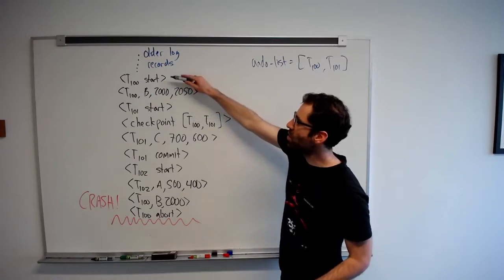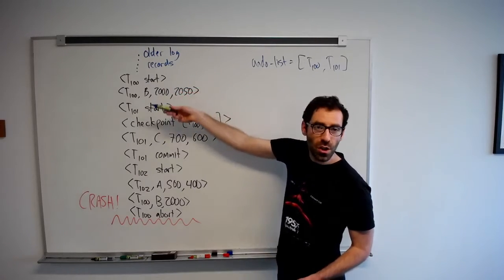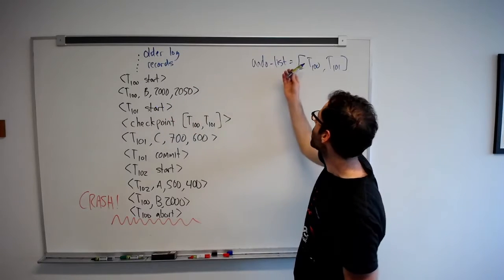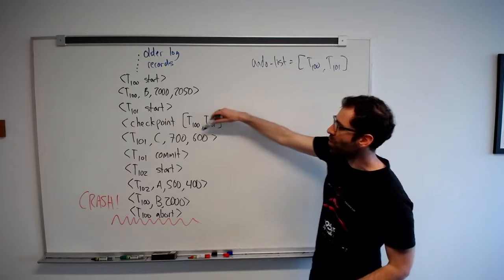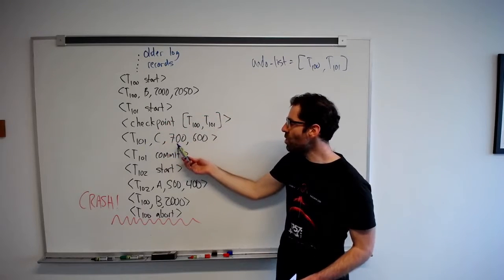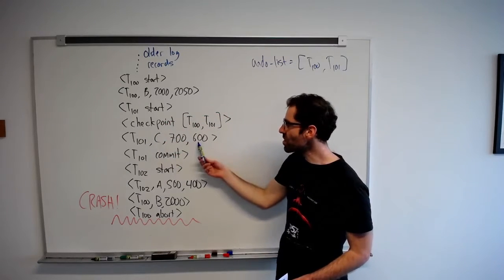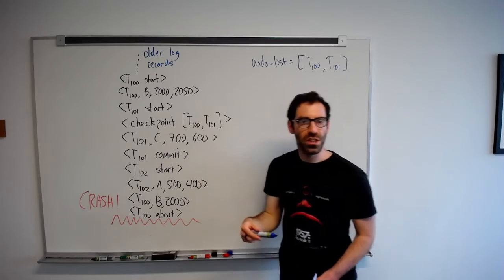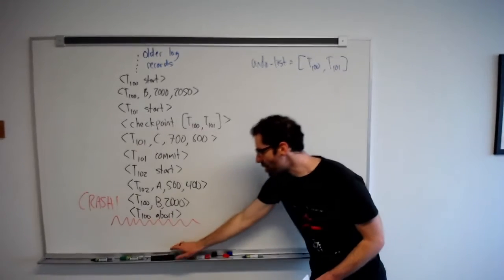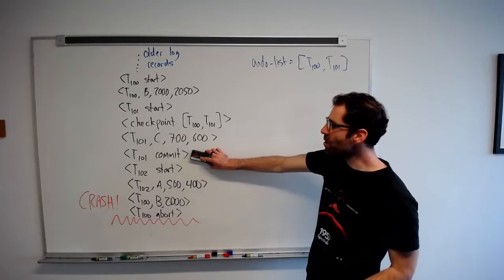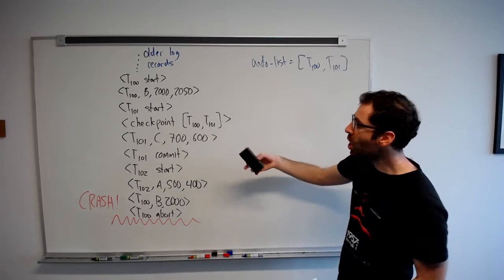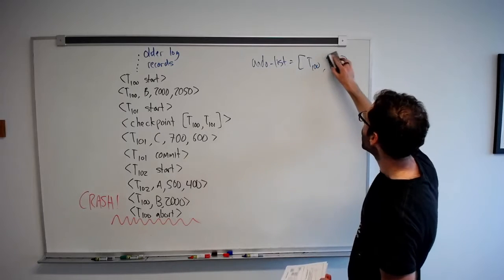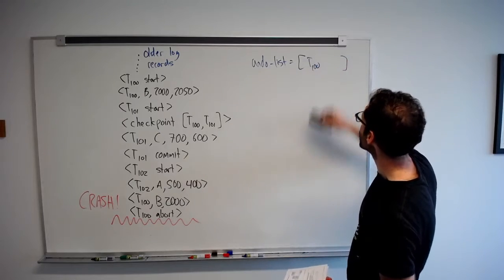We see T100 and T101 start, which would add them to our undo list, but this is before our checkpoint, they're already in there. We'd redo T101's change of C from 700 to 600. Then we see T101 commit. So once we see that it's committed, we're saying, okay, it did successfully complete before the crash. We don't need to undo it. We'll take it out of our undo list.